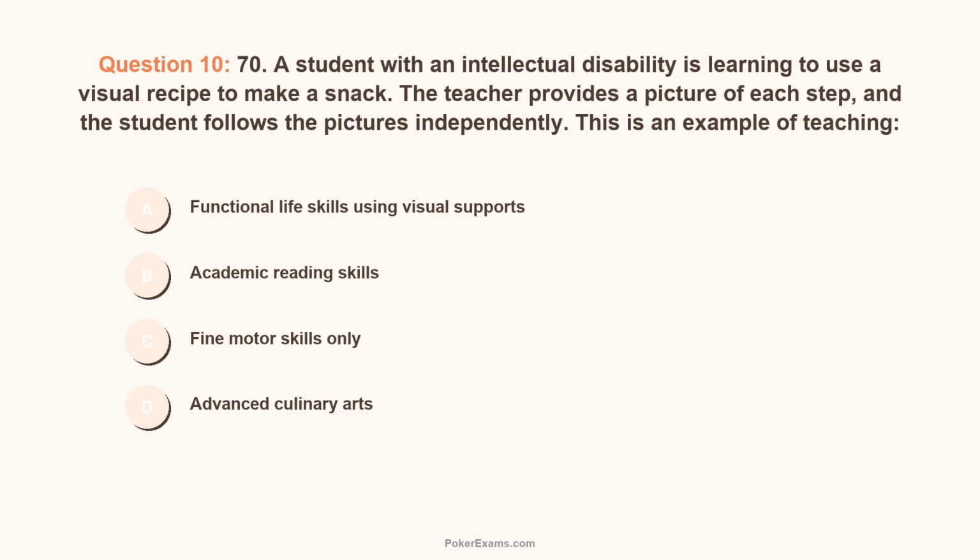Question 10. 70. A student with an intellectual disability is learning to use a visual recipe to make a snack. The teacher provides a picture of each step, and the student follows the pictures independently. This is an example of teaching functional life skills using visual supports. Academic reading skills. Fine motor skills only. Advanced culinary arts.